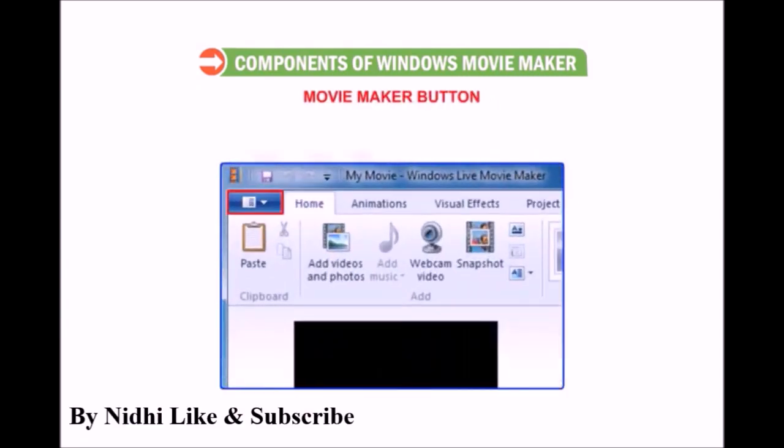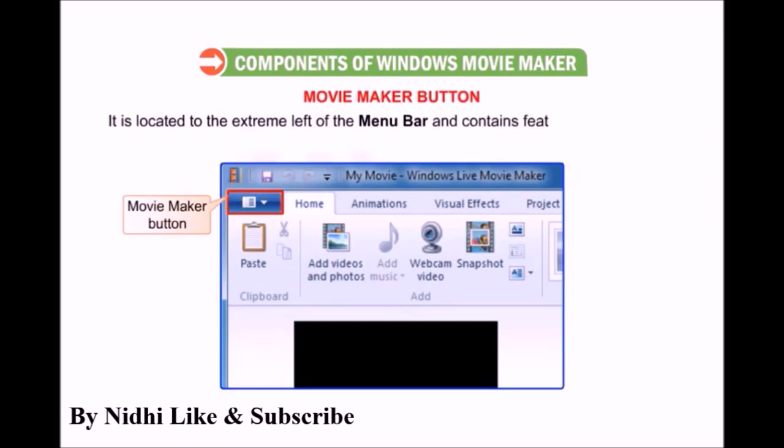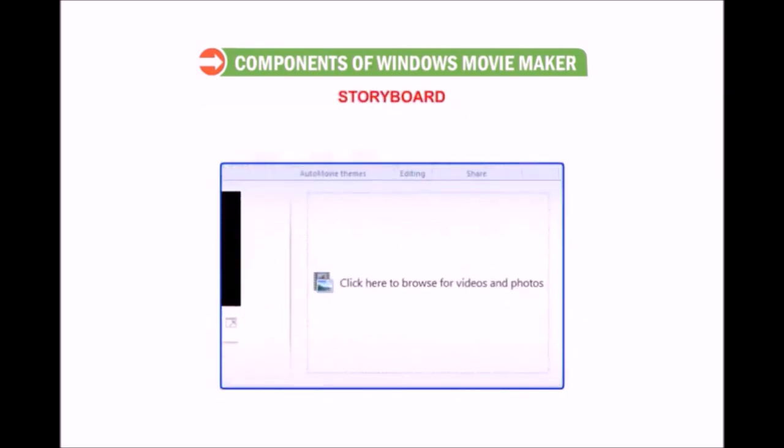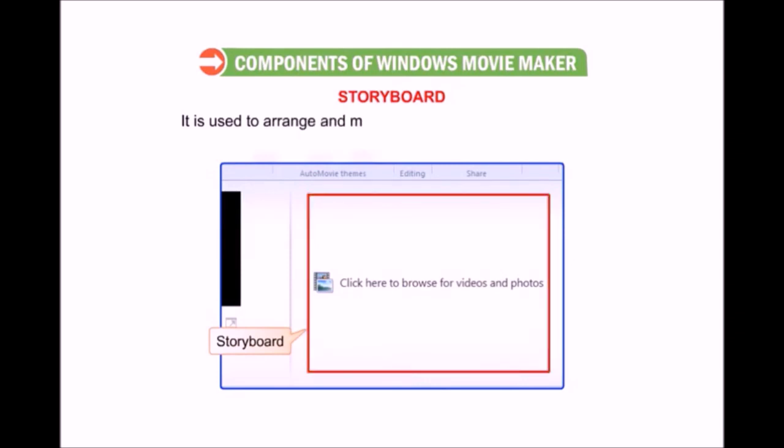Movie Maker button. It is located to the extreme left of the menu bar and contains features to create new project, open, save a project, import images, etc. Storyboard. It is used to arrange and manage the video clips in our project. It also shows the transitions and visual effects when applied to the clips.